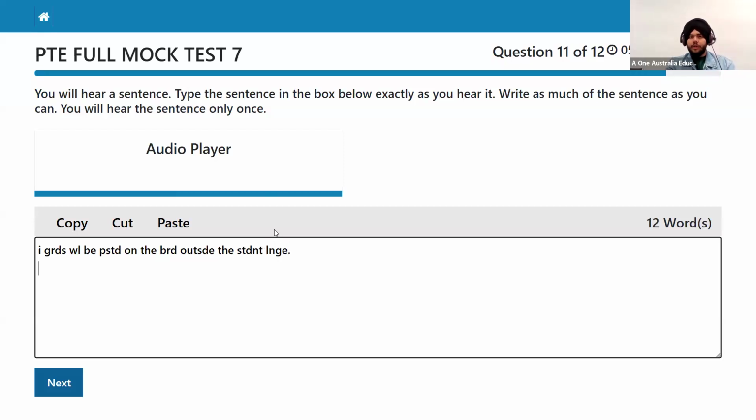And then I'll write down the whole thing. Now let's say I wasn't sure of the first word, which was "interim." Okay, but what I'll do is: grades will be posted on the board outside the student lounge. That's it. And then again, write down the whole thing. Interim grades will be posted.